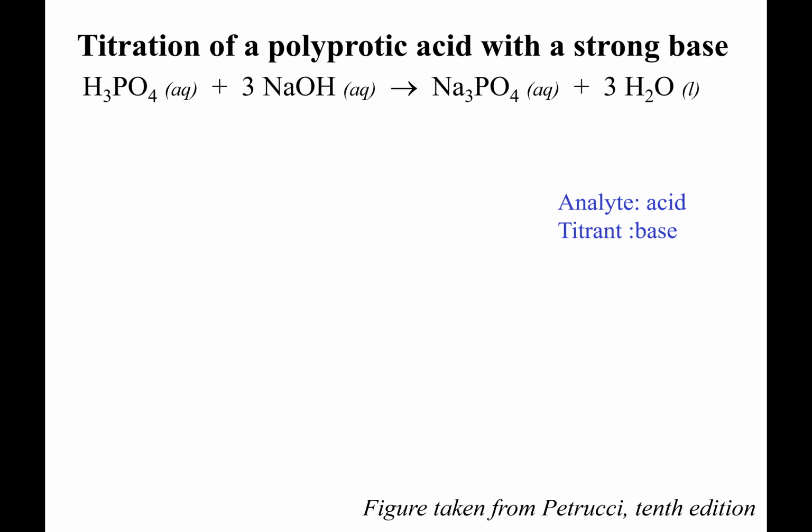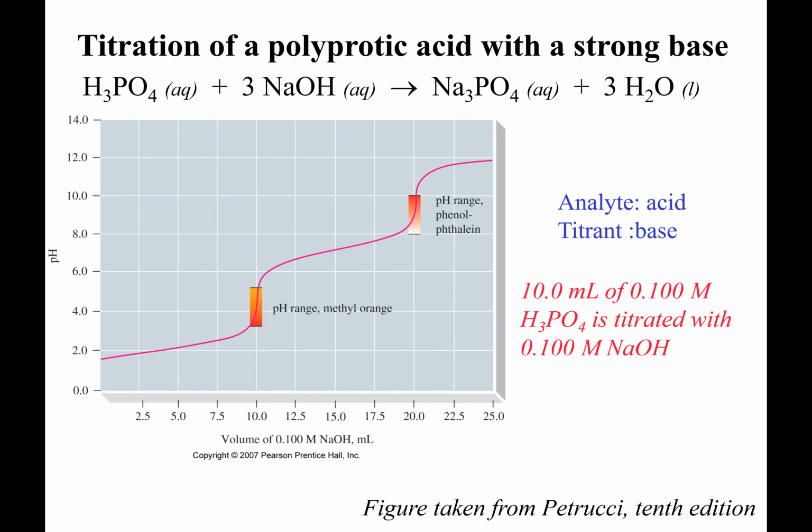So what if we put phosphoric acid as our analyte and we dripped in sodium hydroxide? This is what it would look like. So you can see this is the H3PO4, and it kicks off 1 proton, gives you H2PO4, and it kicks off another proton and gives you HPO4. So this is at least showing 2 of those 3 deprotonations.